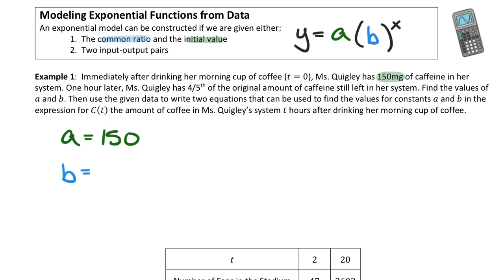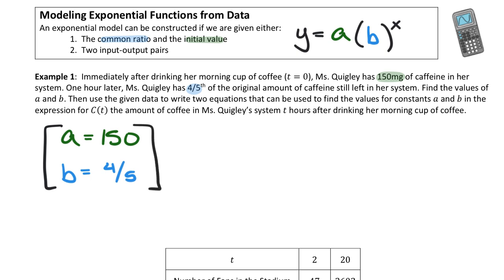If we kept reading, it says 1 hour later, so just one more input value later, Miss Quigley has 4/5 of the original amount of caffeine still left in her system. That means that our common ratio is 4/5. We were given the initial value and the base, or the factor, the common ratio. So that's step 1. It said find the values of A and B. Congratulations, we found A and B.